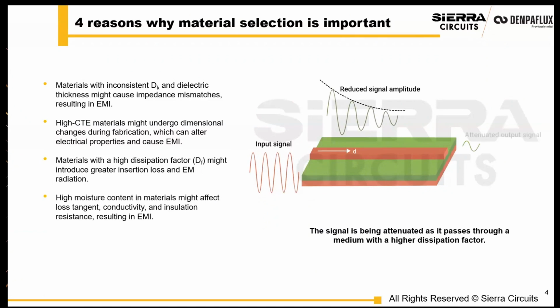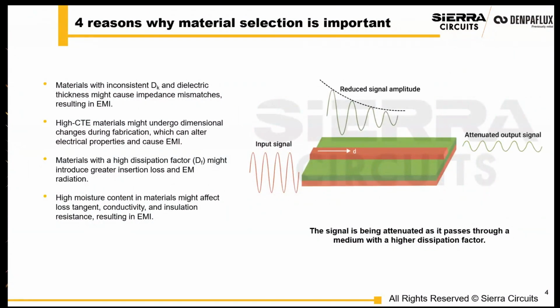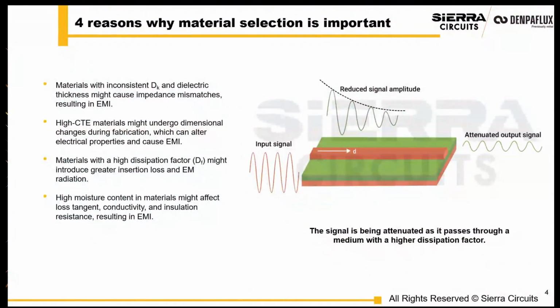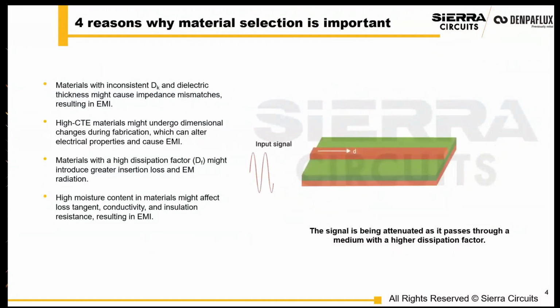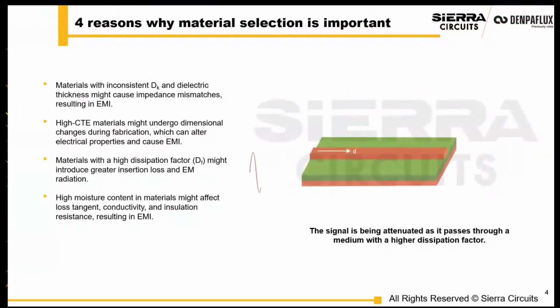In terms of dissipation factor, or DF, materials with a high DF tend to lose more energy as heat during signal transmission, which not only introduces insertion loss, but also increases the EM radiation. And finally, another consideration when you're choosing a material is moisture absorption. High moisture content in the PCB can alter the electrical properties such as loss tangent, electrical conductivity, insulation resistance, and it can basically result in shorts.